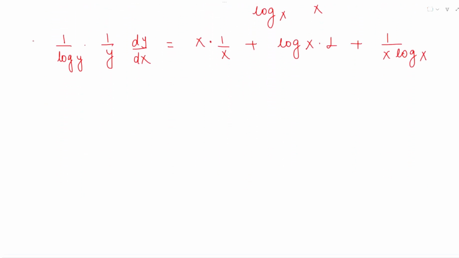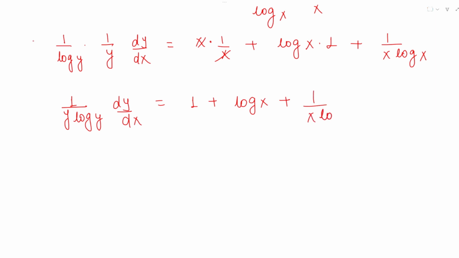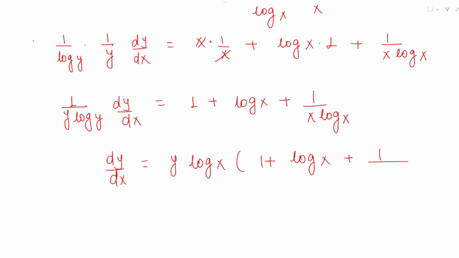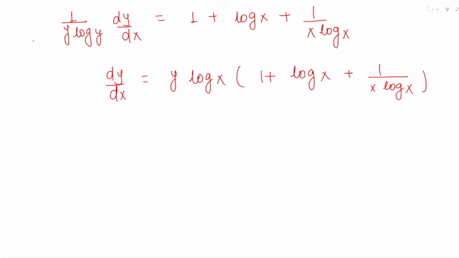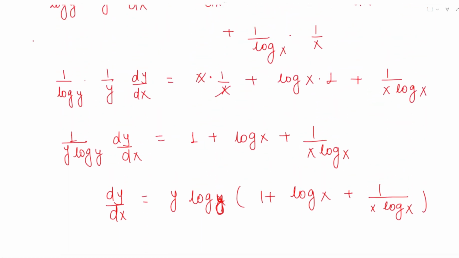Now let's simplify both sides. 1 by y log y dy by dx equals, x cancels out, 1 plus log x plus 1 by x log x. Therefore dy by dx equals y log y into 1 plus log x plus 1 divided by x log x. Sorry, here it is y log y, not y log x. We know the values of y and log y from equation 1 and 2.